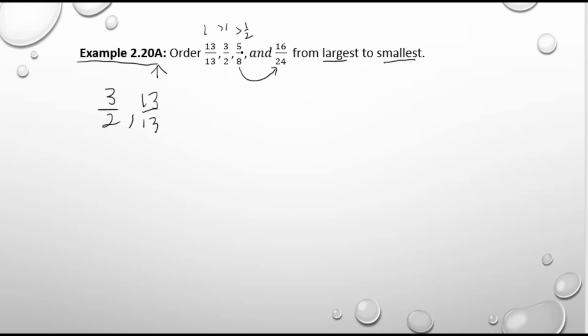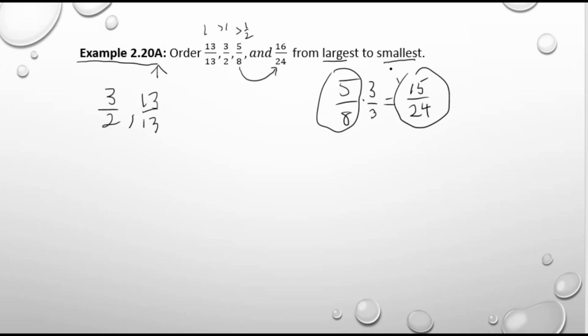I'm a little confused about these two, but what I noticed is that 8 is a multiple of 24, 8, 16, 24. I could easily change 5/8 into a new fraction with a 24th denominator. I could do that by multiplying by 3/3, which is 1. And I get 15/24. So 5/8 is equal to 15/24. Now it's simple to compare these. Obviously, 16/24 is larger than 15/24. So it's just sort of a logical reasoning process to go through with these.